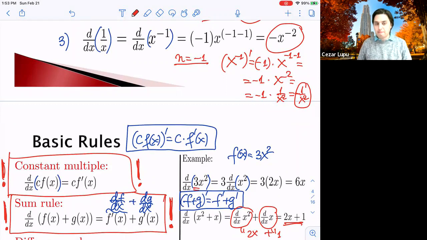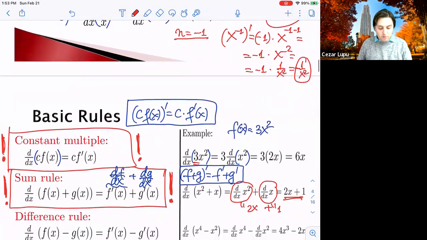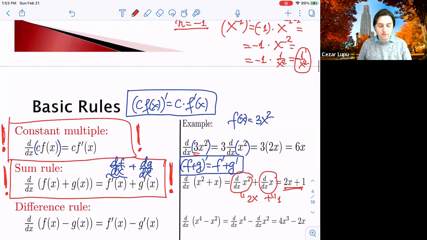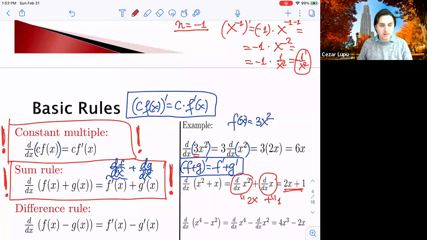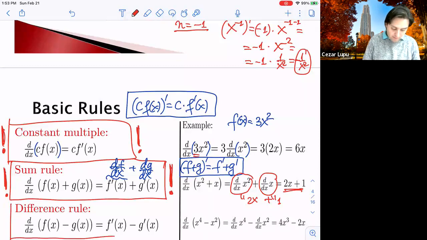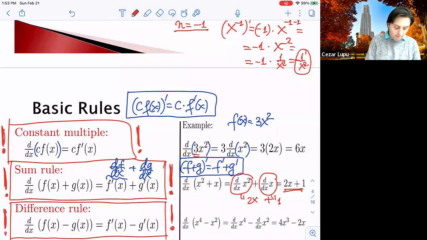Now let's see the difference rule. Well, the difference will be nothing else than just like the sum. The only difference is that we have a negative there. So we have something like this. This is the difference rule. I want you to look at it.